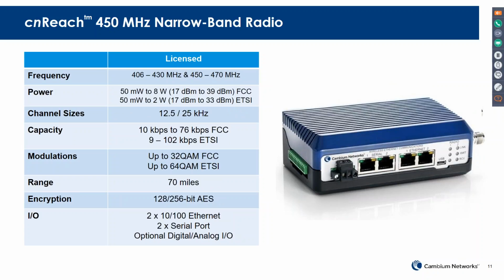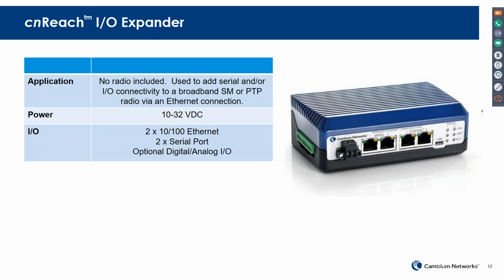We talked about cnReach 450 already. In case you don't need narrowband but you still want Internet of Things, you still want to connect your things to the network, you actually have an option: the cnReach I/O expander. This device is not called a radio, because it does not have a radio port. It's the same form factor, it just does not have the radio port, so it's much cheaper to purchase.